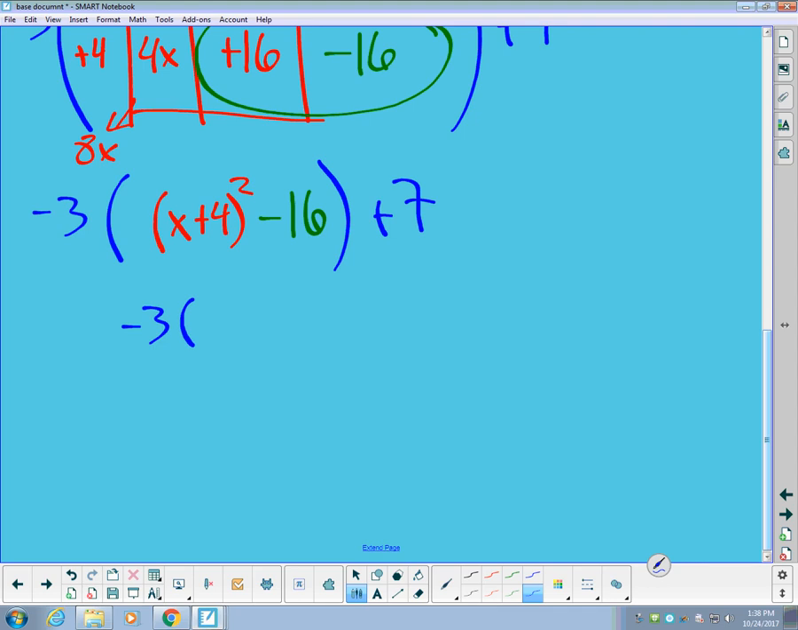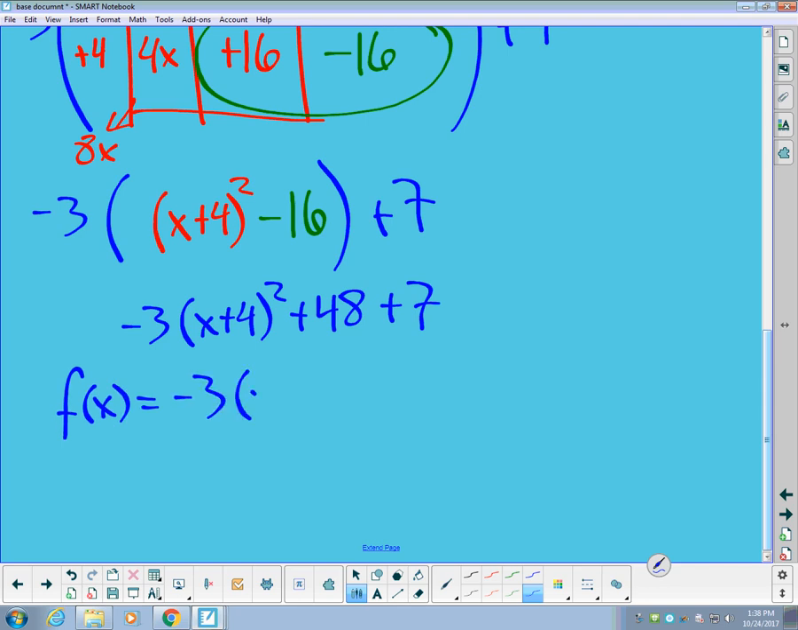That gives me a negative 3 times x plus 4 squared. Negative 3 times negative 16 is a plus 48. And then I've got the plus 7 on the outside, so the vertex form of my function is negative 3 times x plus 4 squared plus 55. We've got a vertex here at negative 4, comma 55. It opens down, and it's kind of skinny in there.